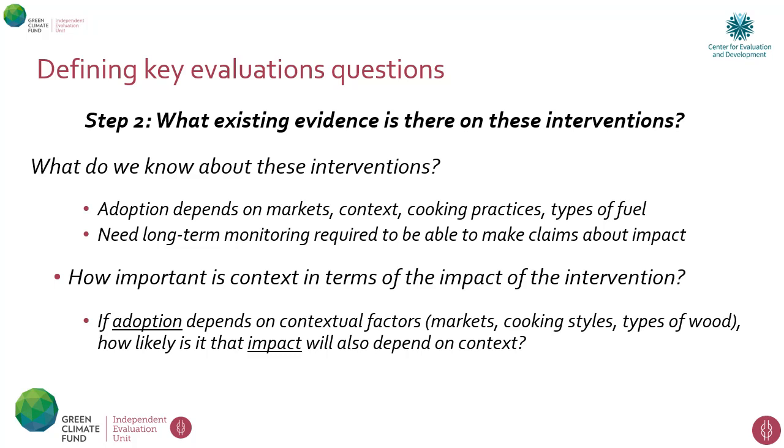So overall, what does the existing evidence say about these interventions? Firstly, that adoption depends on markets, on context, on cooking practices, and on types of fuel, and that there's need for long-term monitoring to be able to make claims about impact. And how important is context in terms of the impact of this intervention? Well, if adoption depends on contextual factors, such as markets, cooking styles, types of wood, how likely is it that impact will also depend on context? Well, it's highly likely. So context is a critical element to assess.